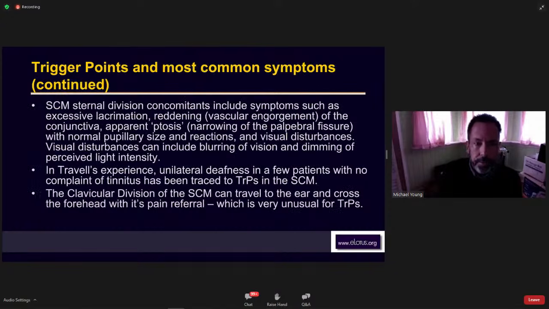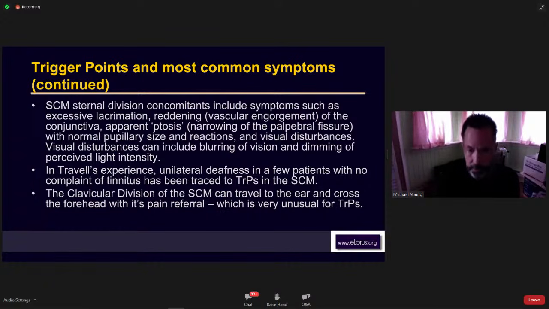So the sternocleidomastoid sternal division concomitants include symptoms such as excessive lacrimation, tearing, reddening of the conjunctiva, apparent ptosis, narrowing of the palpebral fissure with normal pupillary size and reactions, and visual disturbances. These can include blurring of vision and dimming of perceived light intensity. In Travell's experience, unilateral deafness in a few patients with no complaint of tinnitus has been traced to trigger points in the sternocleidomastoid. I've never seen that, but I've read about it.